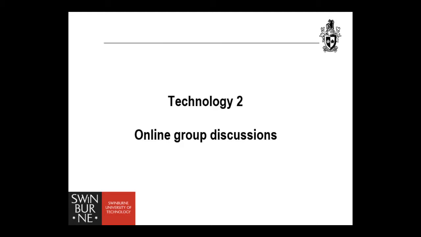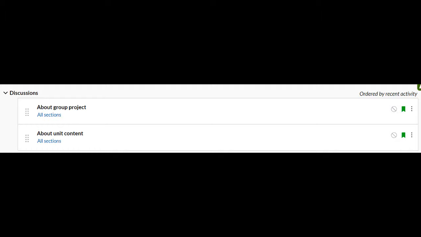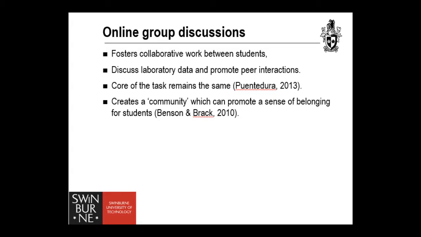Now let us look at technology number 2, online group discussions. To help foster collaborative work between students, I regularly use an online discussion group for students to discuss lab data and also to promote peer interactions. Within the SAMR framework, group discussions can help to enhance the process by which students can achieve outcomes more efficiently. Indeed, threaded conversations are easily tracked and followed, and communication can be made at convenient times. Within this context, the core of the task remains the same. It also creates a community which can promote a sense of belonging for students.